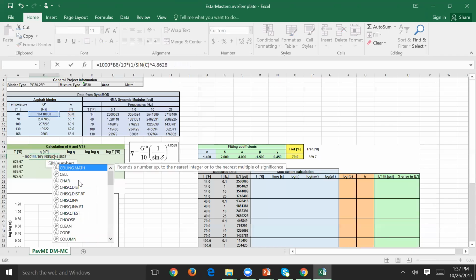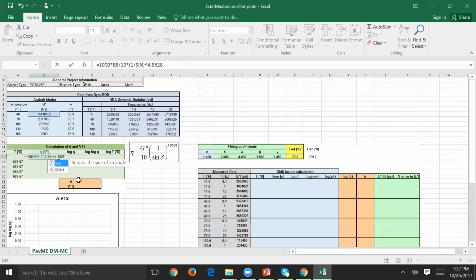Let's do it again. Okay, I'll do this again. So 1 over sine, this divided by pi, right, times 180, right? Huh. Getting the same error. You're getting the same error. I know.